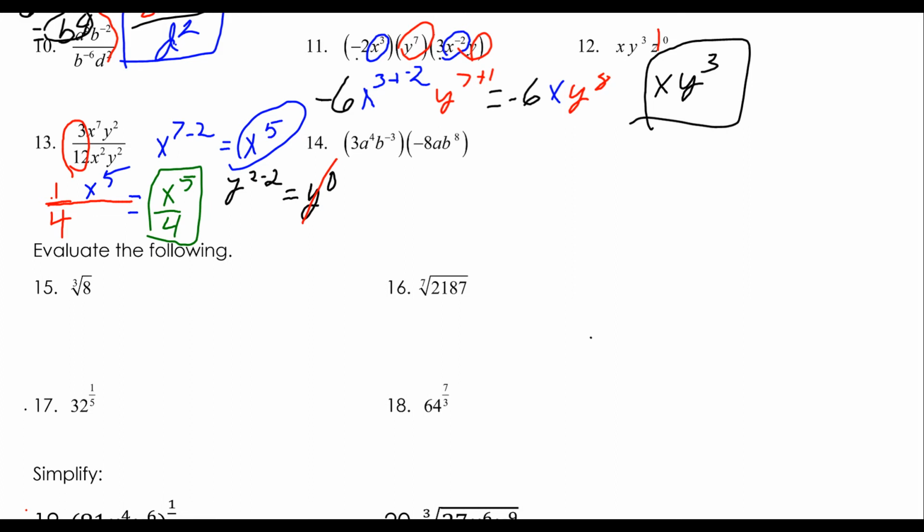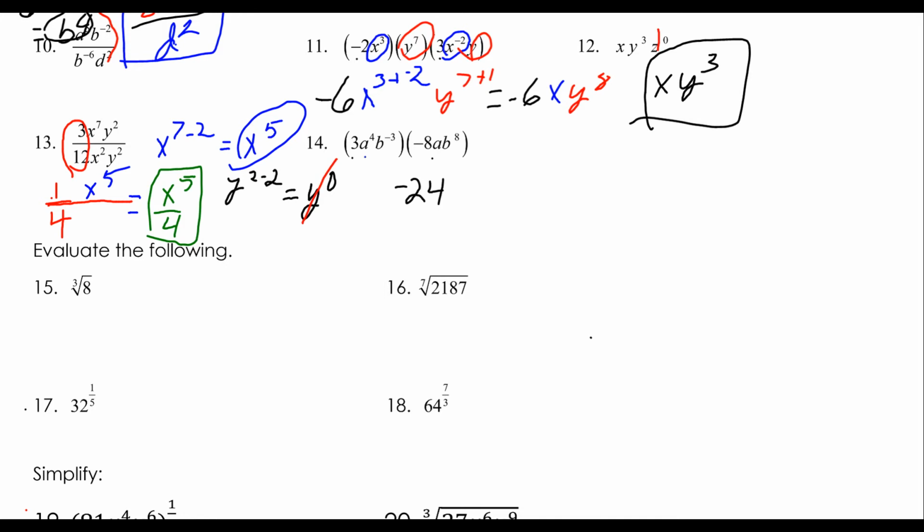That's it. Now, number 14. What we have is 3 times a to the 4th b to the negative 3rd times negative 8a times b to the 8th. So what we can do is multiply the 3 and the negative 8. That's going to give us negative 24.